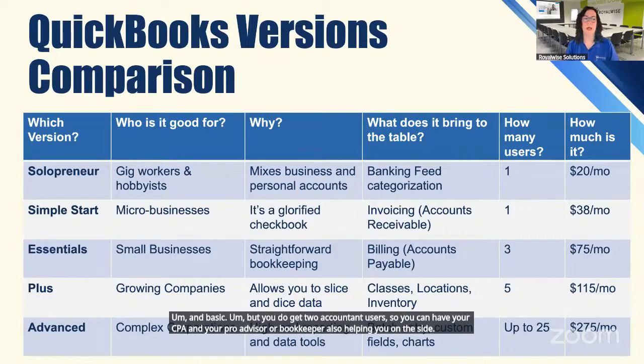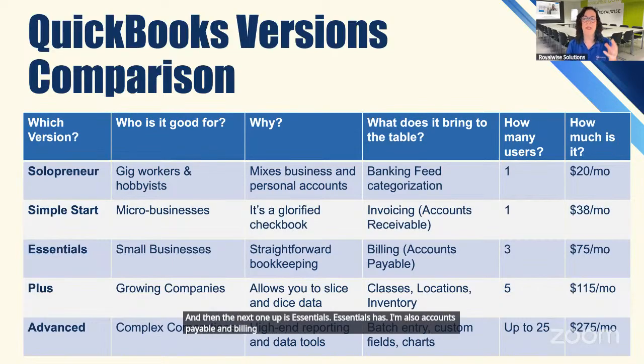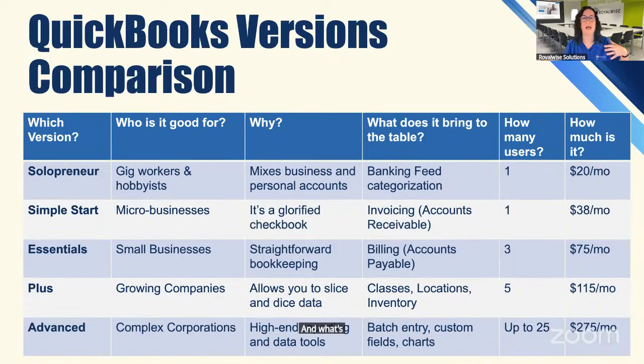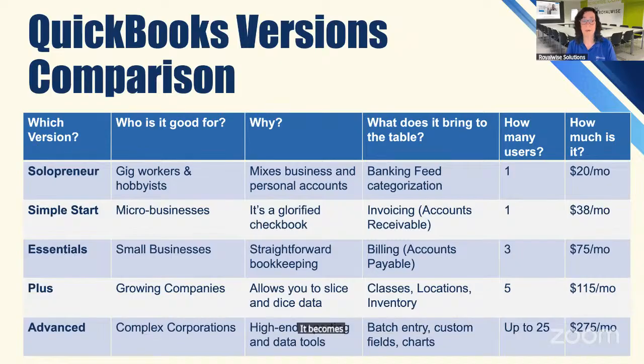And then the next one up is Essentials. Essentials has also accounts payable and billing involved with it. And you can have 3 different users in addition to your 2 accountant users. So that's when you start getting into the multi-user. And what's nice is that they can log in through Chrome or any browser from anywhere on any computer. And it doesn't matter if they're in the office or not. And it doesn't matter if they're on a Mac or a PC. It becomes instantly multi-user. Plus is probably the most popular of all of the versions.